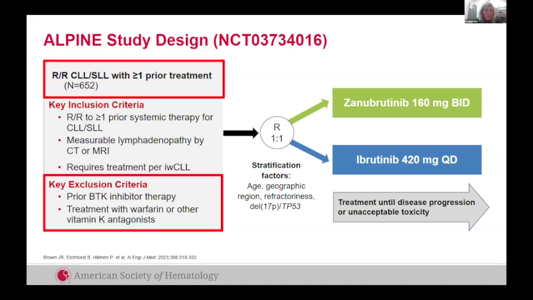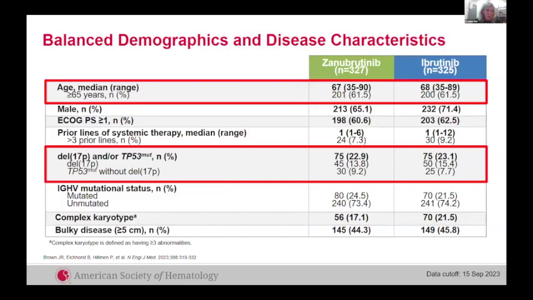And then a 1-to-1 randomization between zanubrutinib and ibrutinib, continuous treatment until disease progression or toxicity. Nothing too surprising in terms of the patient characteristics. You can see they were treating patients up into their late 80s and even a 90-year-old patient in the zanubrutinib arm. And just a slightly higher incidence of P53 aberrations than we might usually expect in treatment naive patients, but these are obviously relapsed patients who may have acquired some mutations.